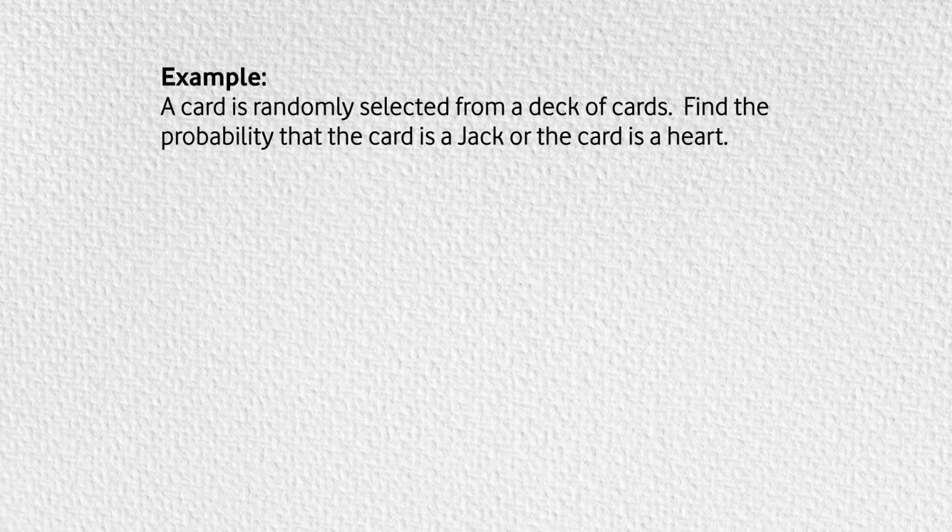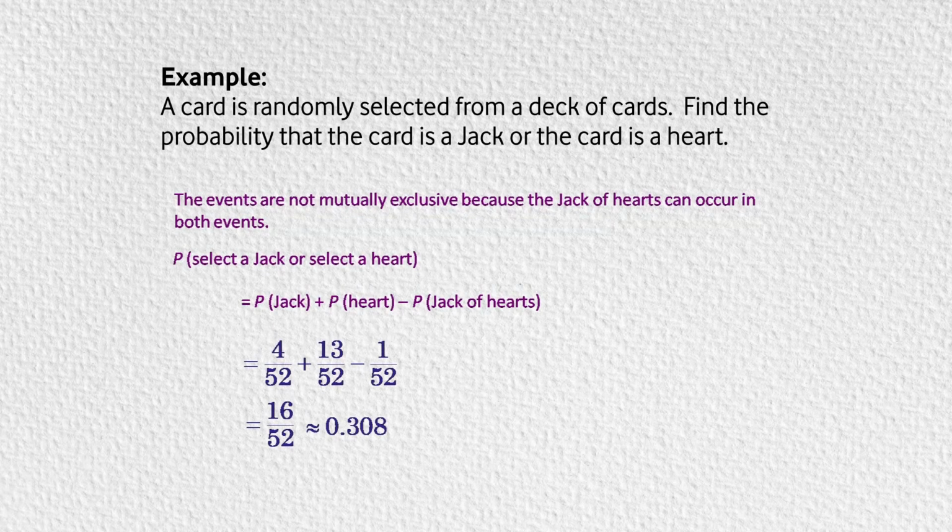So the addition rule focuses on the addition aspects. If you take one more example, I think it can give us a clearer view. A card is randomly selected from a deck of cards, and we have to find the probability that the card is a jack or a heart. The events are not mutually exclusive because the jack of hearts can occur in both events. So P(jack or heart) equals P(jack) plus P(heart) minus P(jack of hearts): 4/52 plus 13/52 minus 1/52, and the answer is 16/52, which comes to 0.308.